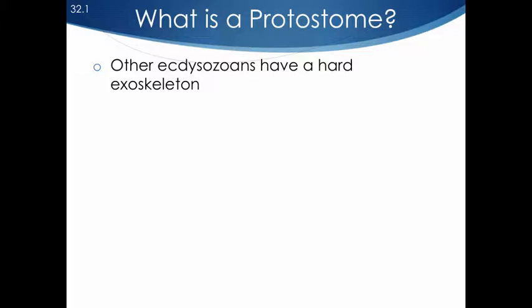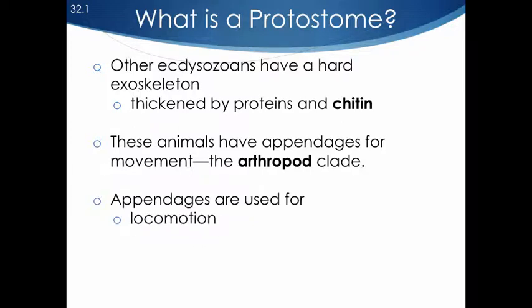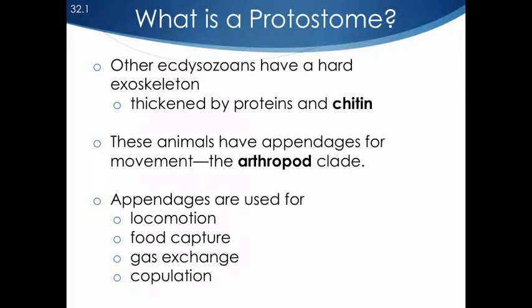Other ascidozoans have a hard exoskeleton, which is thickened by proteins and chitin. As we learned before, chitin is a strong polysaccharide that comes from glucose, and it's also seen in fungus. These animals have appendages for movement, which classifies them into the arthropod clade. The appendages are used for a couple different things, for example locomotion, food capturing, gas exchange, copulation, and sensory perception.